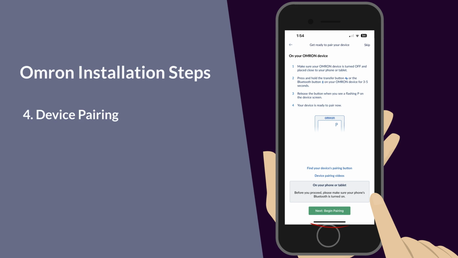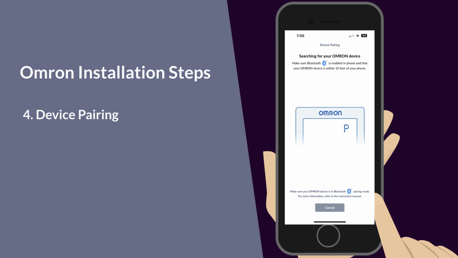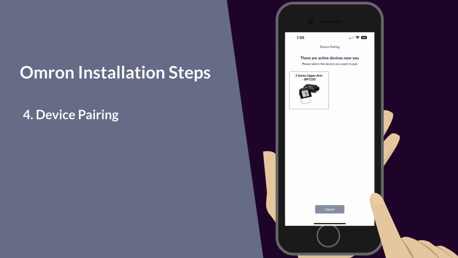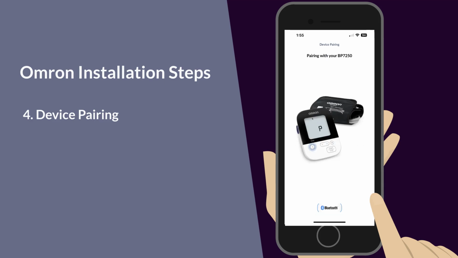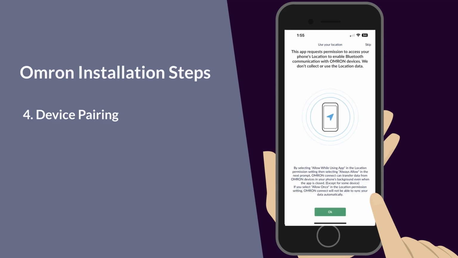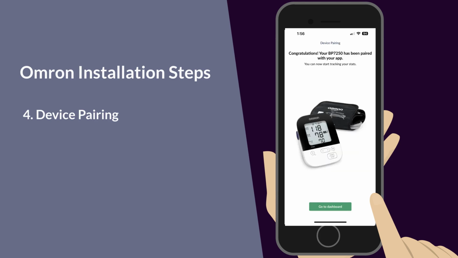In the app, click Next to start pairing. The app will search for nearby devices, so keep your Omron device within 10 feet of your phone. Once the app finds your blood pressure cuff, select it to begin pairing. The app will request permission to access your phone's location for Bluetooth communication with Omron devices. They don't collect or use your location data. Once you give permission, your blood pressure cuff will be paired with the Omron app and ready for use.